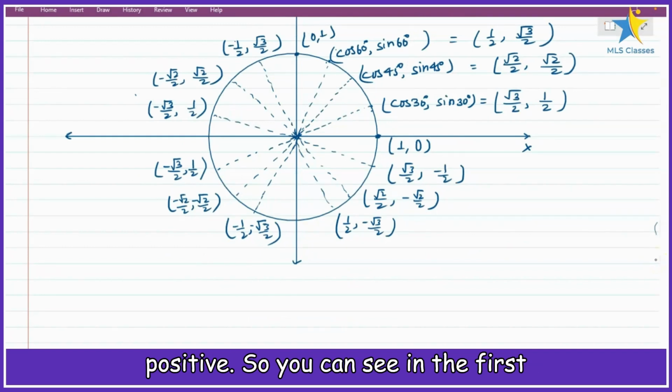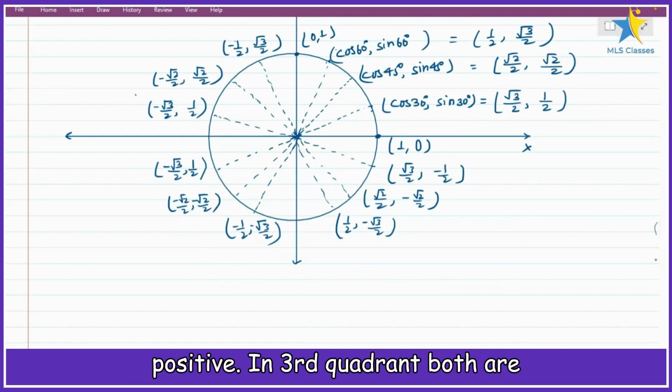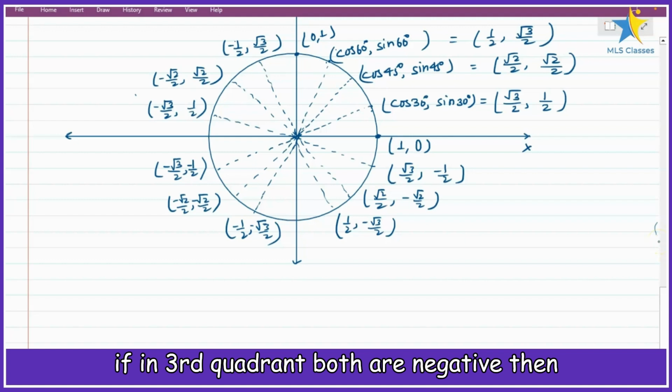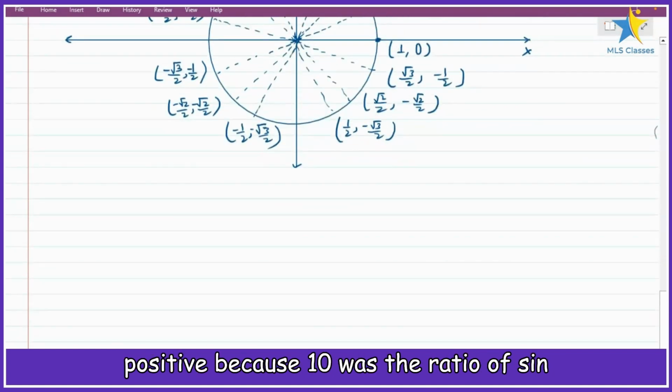So you can see in the first quadrant and second quadrant sine is positive. In third quadrant both are negative, and in fourth quadrant cosine is positive and sine is negative. So if in third quadrant both are negative, then in third quadrant we will be getting tan as positive, because tan was the ratio of sine and cosine.